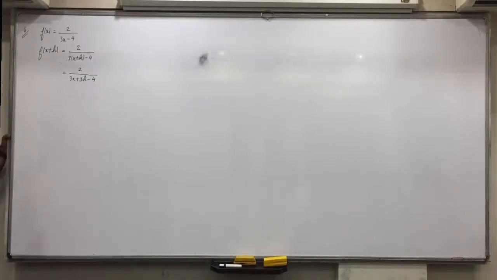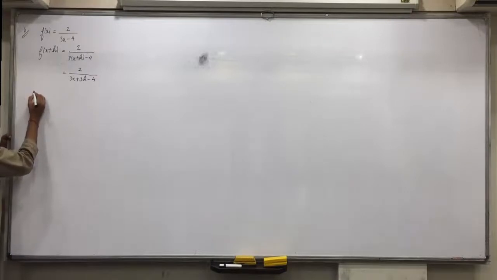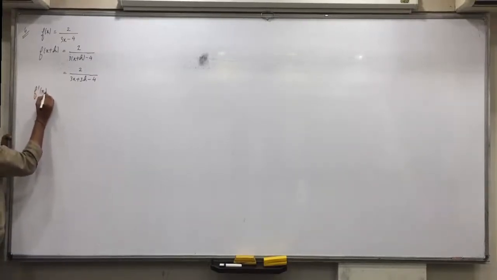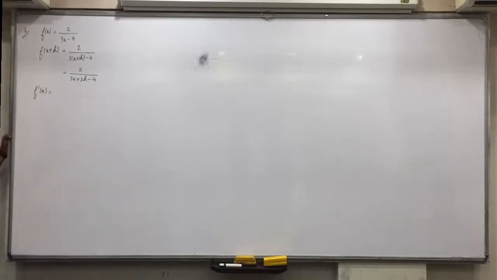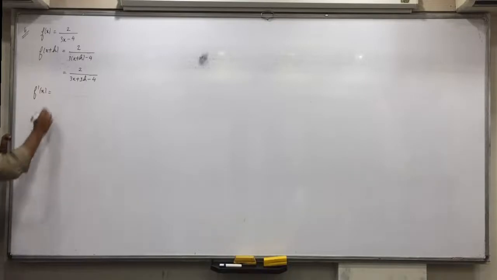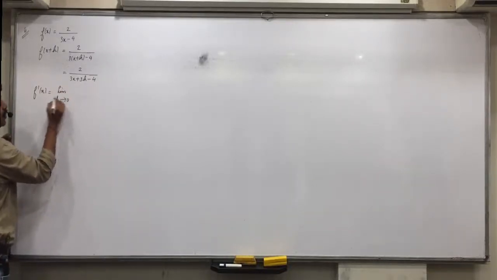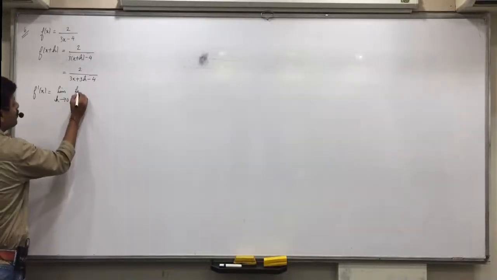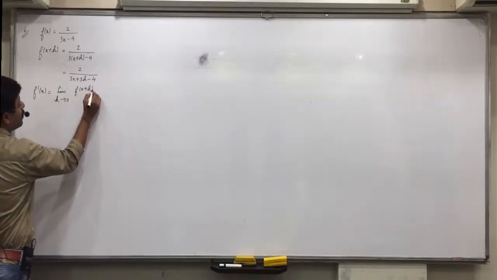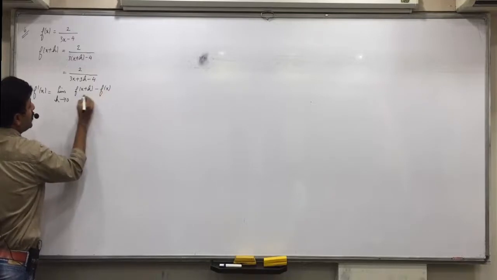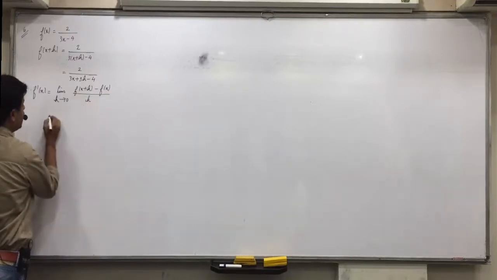Now here there is no t. Okay, there is no power. So here we cannot assume it as t. Normal simplification is to be done. First of all, limit h tends to 0, f(x plus h) minus f(x) upon h.